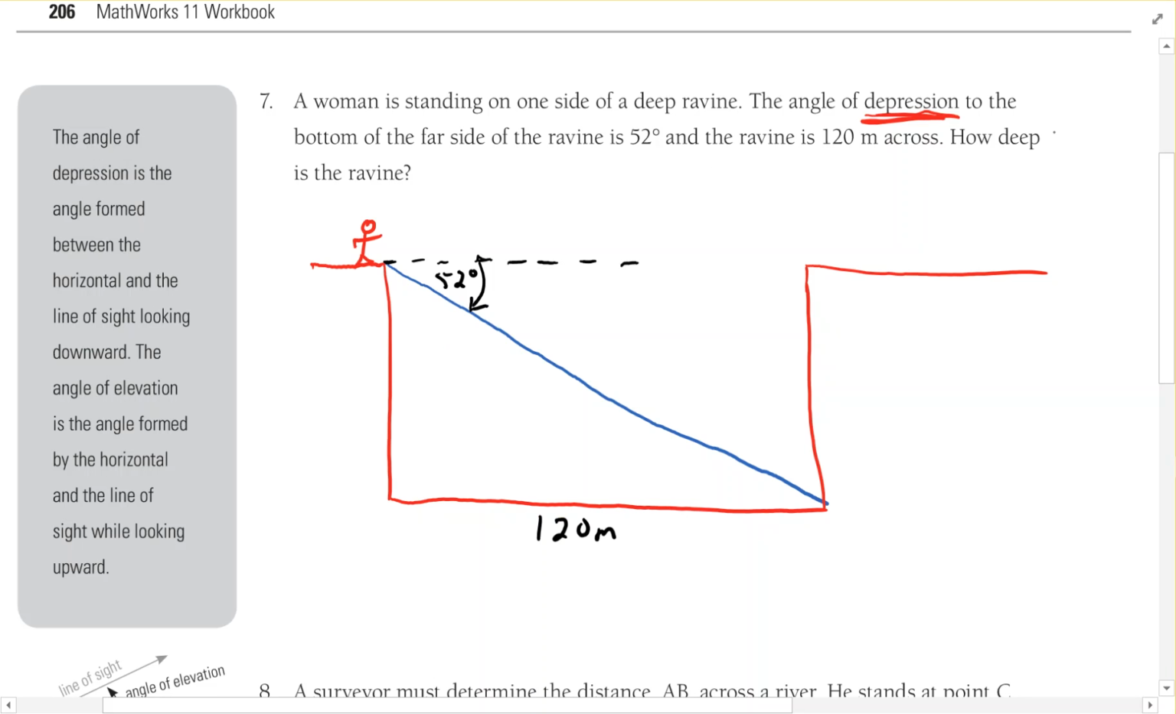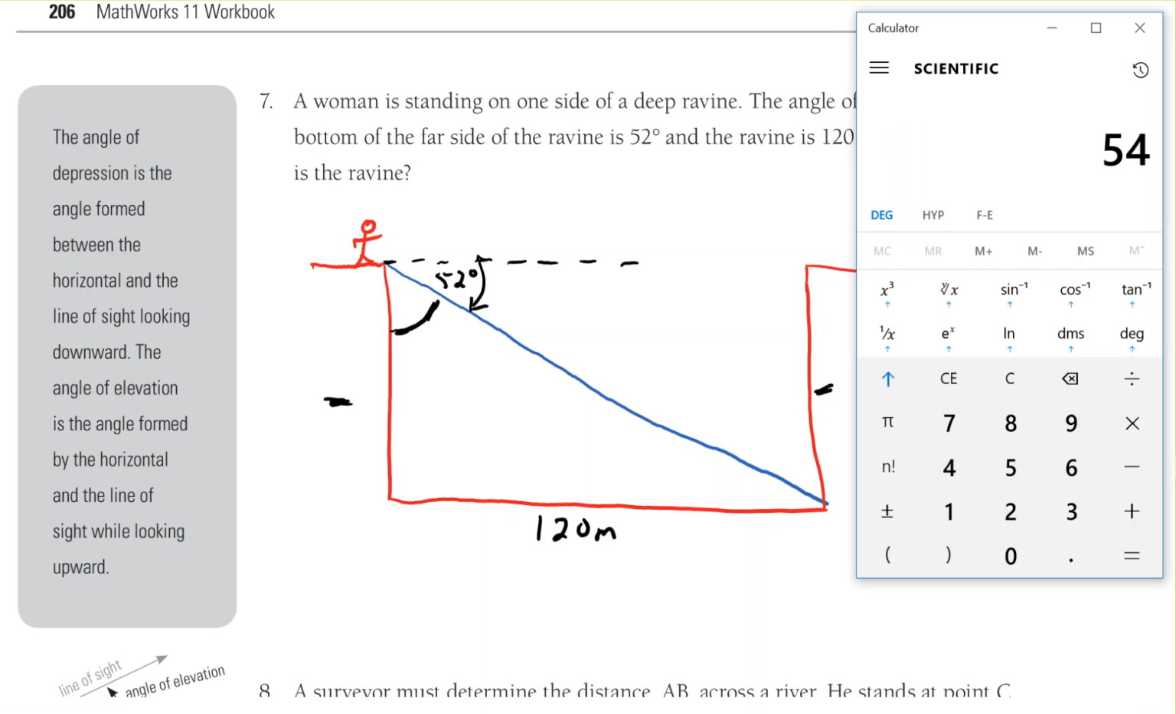So what we're after here is this, right? We want to know what this side is over here, what that length is. Which, by the way, would be the exact same as this side over here. So there are two ways you could do it. You could go 90 degrees minus 52. That would give you this angle, right? Because this is 90 degrees, going straight up and then straight across.